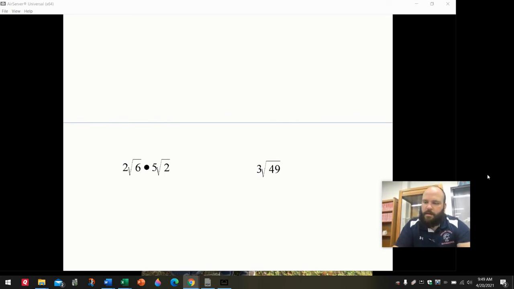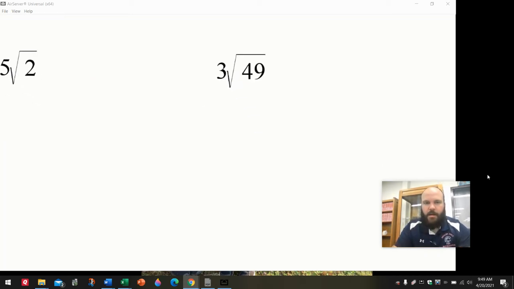Okay, everybody. Today I am going to show you a couple quick more examples here that I did not include in the first video, but I definitely need to. So if you look at this first one here, we have 3 times the square root of 49. This has an extra 3 out here that we did not have in any of the previous problems that I showed in the video. So I wanted to show you how to deal with a number out there.